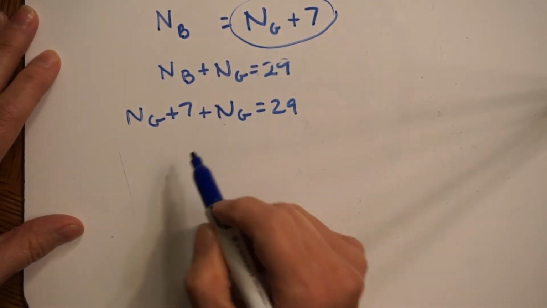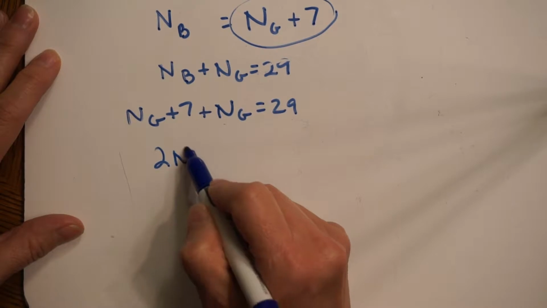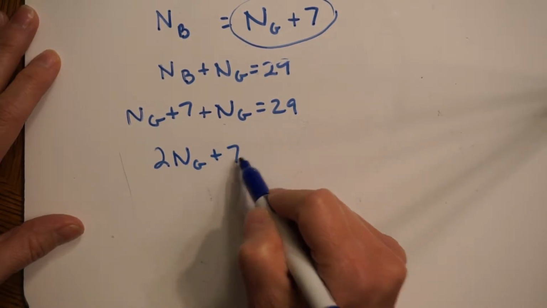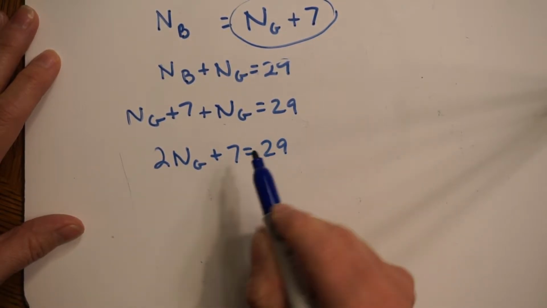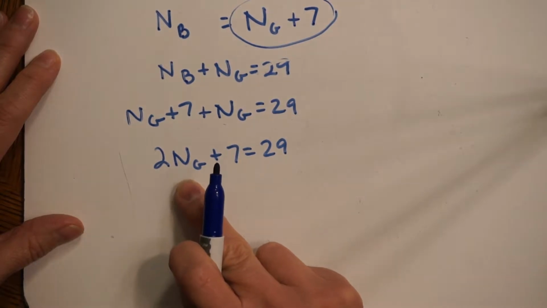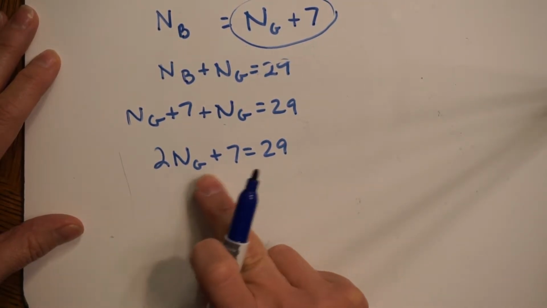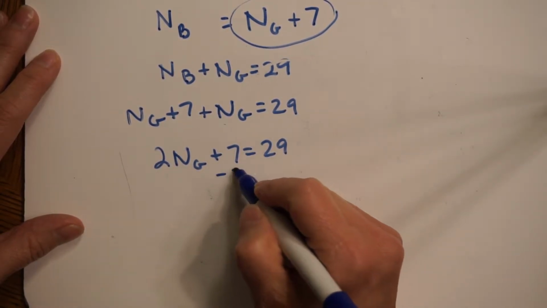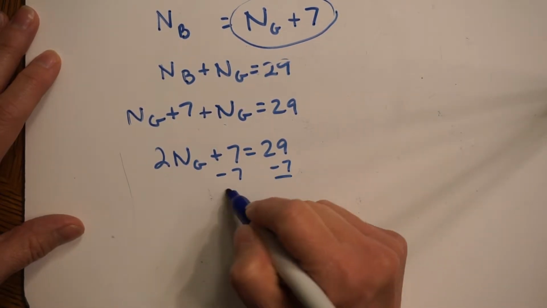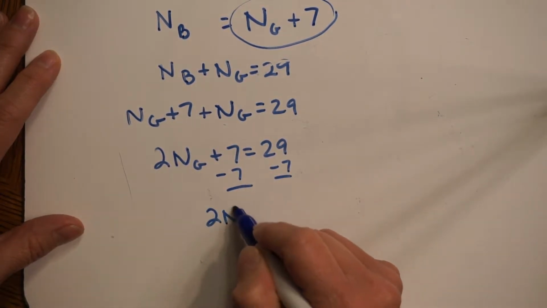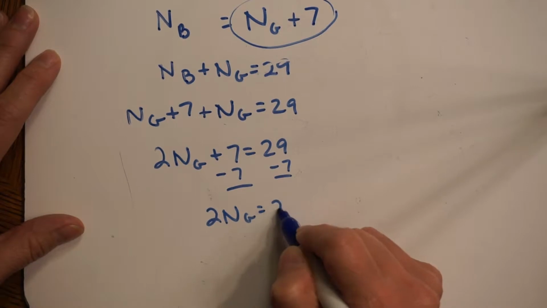Combine my like terms. So I have 2 number of girls plus 7 equals 29. Solve for the variable, try and get it by itself. These are being added, so I'm going to use the inverse operation and subtract. 2 number of girls is equal to 22.